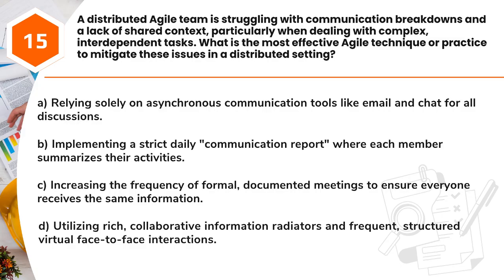Question 15. A distributed Agile team is struggling with communication breakdowns and a lack of shared context, particularly when dealing with complex, interdependent tasks. What is the most effective Agile technique or practice to mitigate these issues in a distributed setting? A. Relying solely on asynchronous communication tools like email and chat for all discussions.